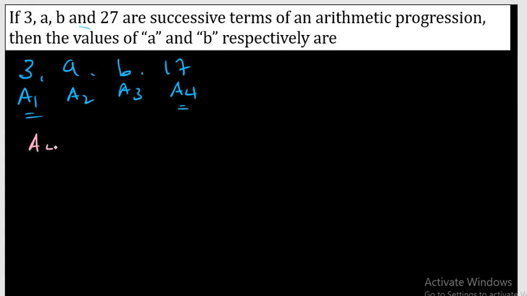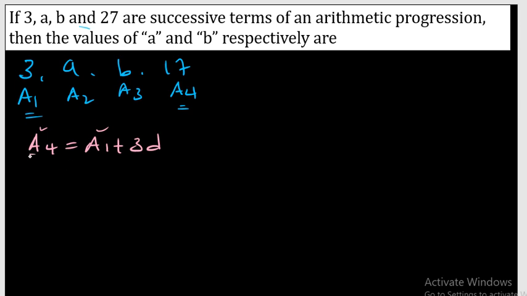The next question, it says if 3, a, b and 17 are successive terms of an arithmetic progression. That means if it is arithmetic, we can take this one as a1, this one as a2, this one as a3, and this one as a4. What's given? a1 and a4. So to get the common difference, we can take a4 is equal to a1 plus 3d. Because I know a4 and I know a1, we can easily find the common difference, and then we can get the middle terms by adding those common differences.